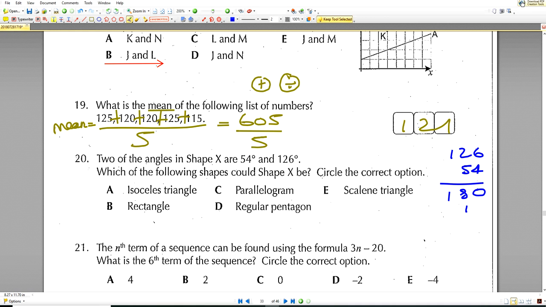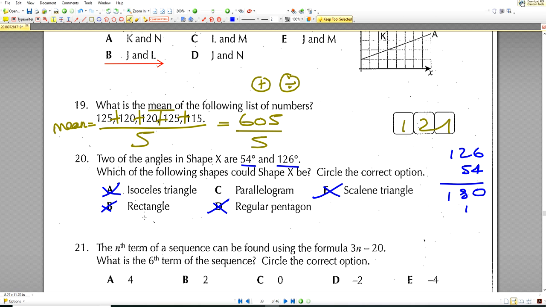If it's 180 degrees and this has two of the angles, then the shape can't be a triangle, because a triangle's three angles add up to 180. So it can't be a scalene triangle. It can't be a pentagon, because pentagons add up to more than 360, and 54 and 126 are not the internal angles of a regular pentagon. So it will have to be a rectangle.